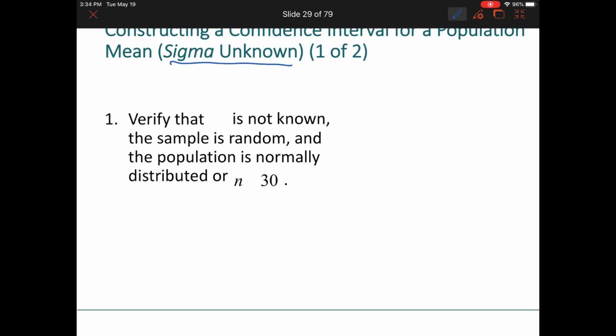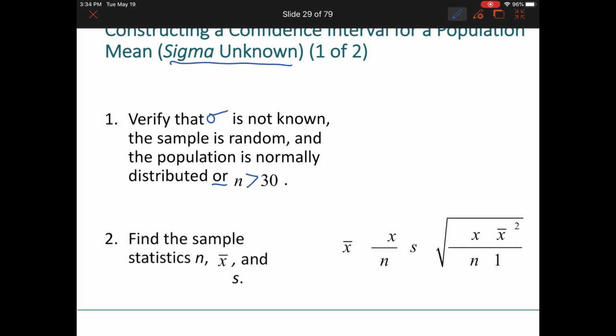Okay, here's a confidence interval for a population mean. But sigma is unknown. So I lowered all these titles, and they're still being cut off by the black. Anyway, whatever. So sigma is not known. The sample is random. Population is normally distributed, or n is greater than 30. We've gone through that many, many times.